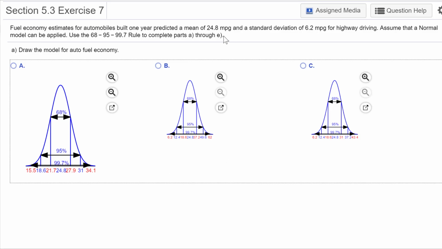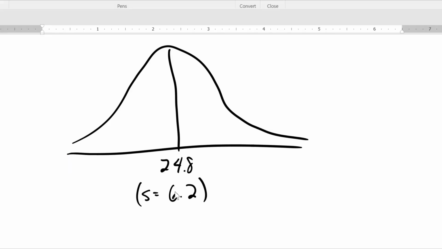So we have 24.8 is the mean and 6.2 for standard deviation. Okay, so let's start this out. Let's go out one standard deviation from the mean. It's going to be 24.8 plus 6.2, which is 31. Let's go out one more. Plus another 6.2 is going to be 37.2. And we'll go out one more. We're going to go out 3 standard deviations above the mean and 3 standard deviations below the mean.